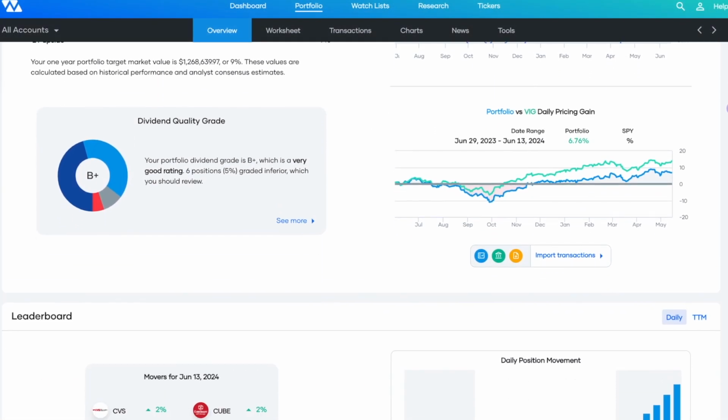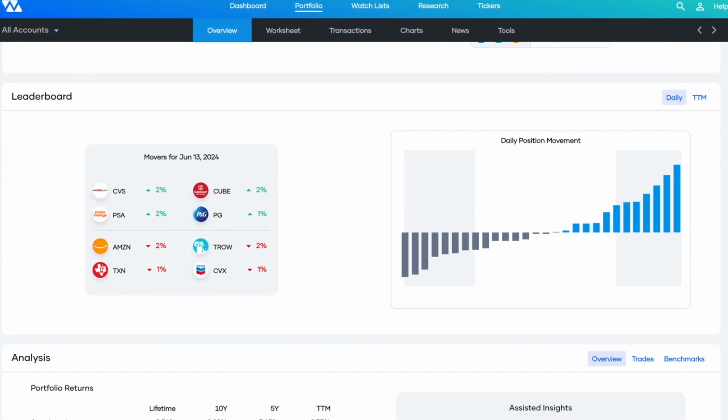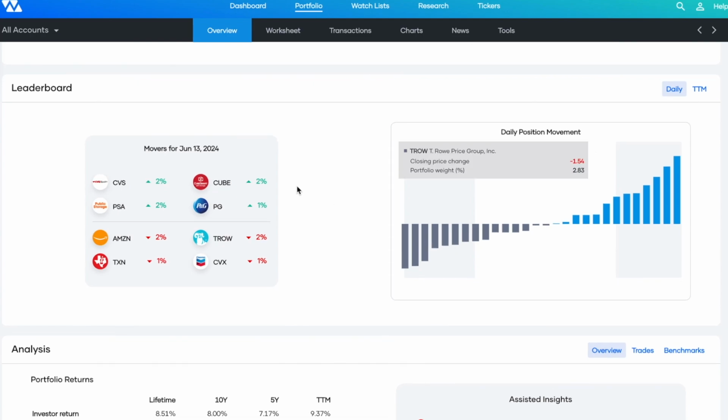The leaderboard section is below the performance section and shows the 4 top performing stocks in your portfolio during the last trading session. And below these, you'll find the 4 bottom performers. In the ranking chart, you can hover over each position to see how each stock in your portfolio performed during the last trading session. I find the trailing 12-month version of the leaderboard particularly helpful.